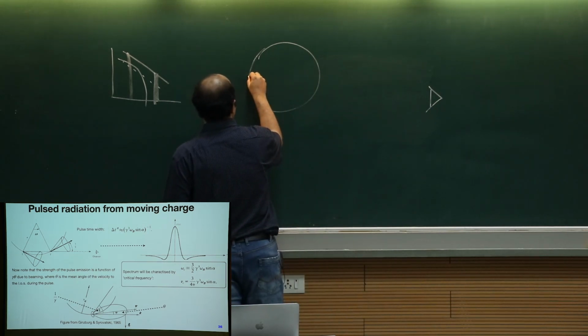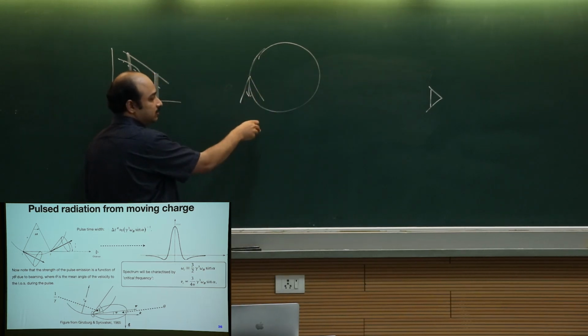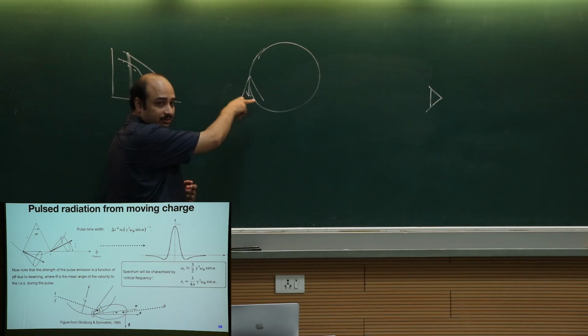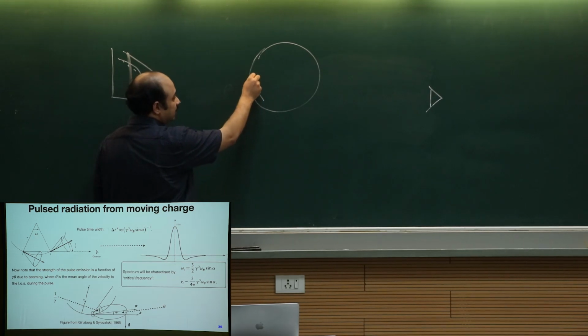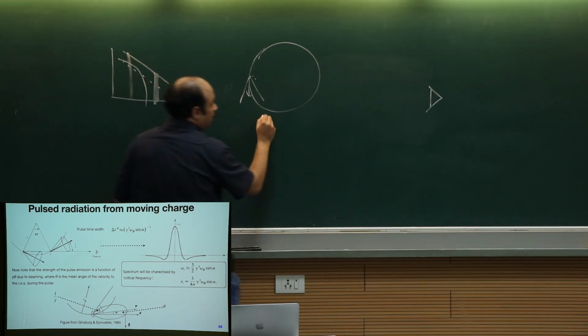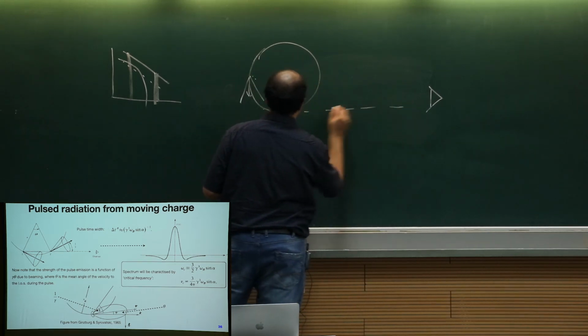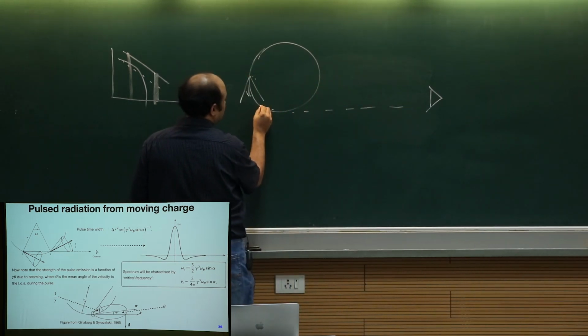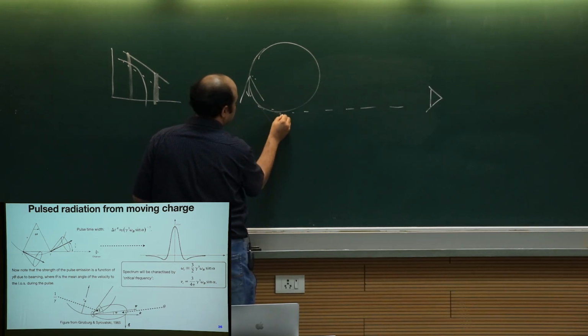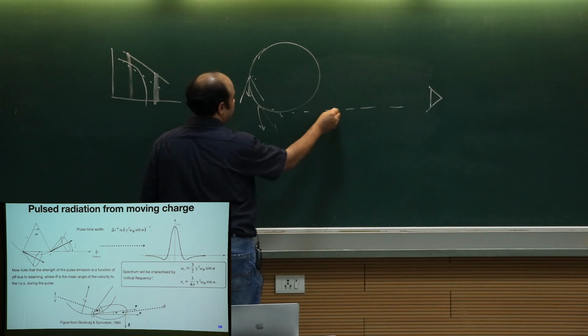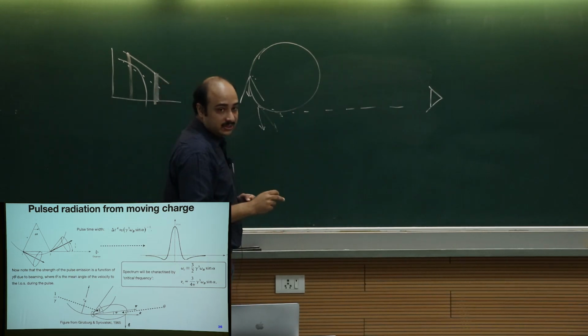So if the charge is at this point, this is the instantaneous velocity vector. The emission would be along this cone. The observer is not seeing anything because there is nothing coming towards the observer. Only when the charge's velocity vector is such that the cone starts entering the line of sight, only then will the observer see something.